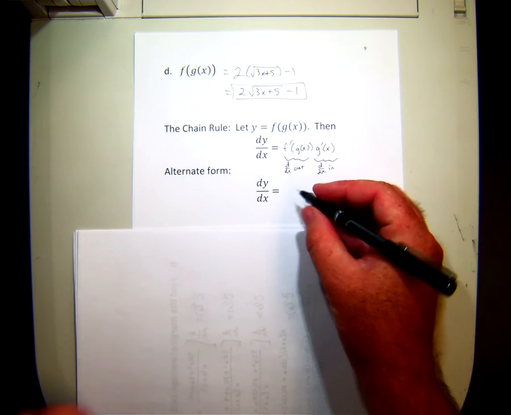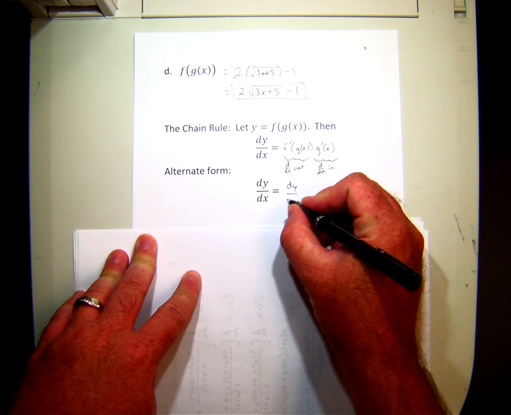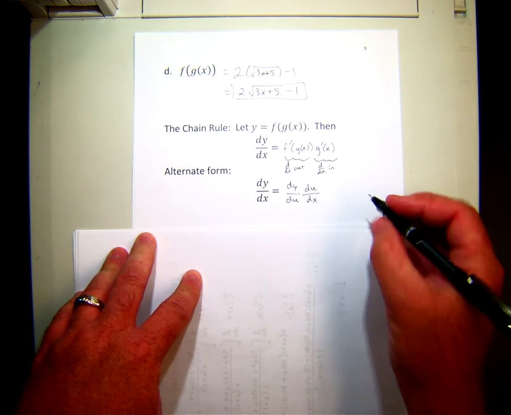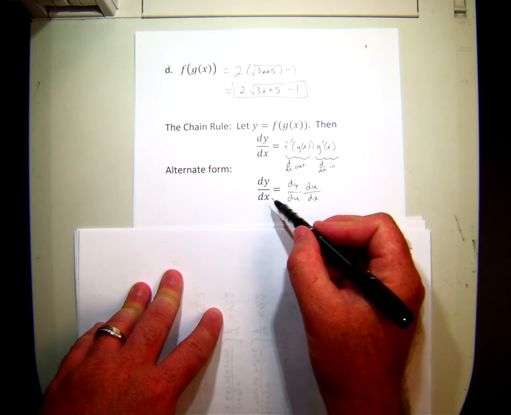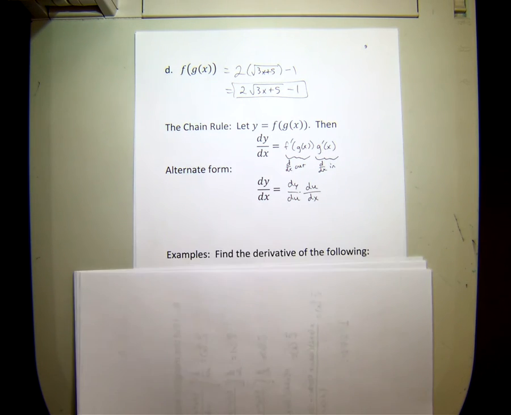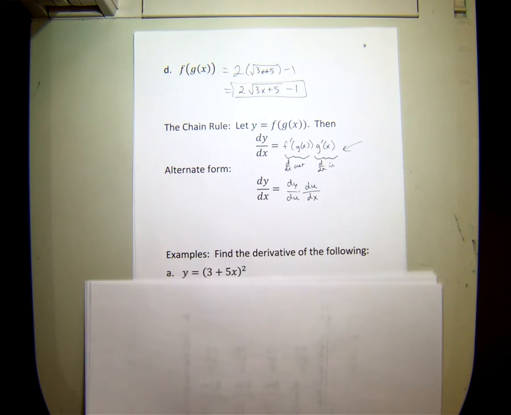Another way to write it is you could write this as dy/du times du/dx. We'll use this to prove a few things later on. This is when you write y as a function of u, and u is a function of x. U is the intermediate function in between the two. Don't worry about this. As long as you can do this, you're okay.